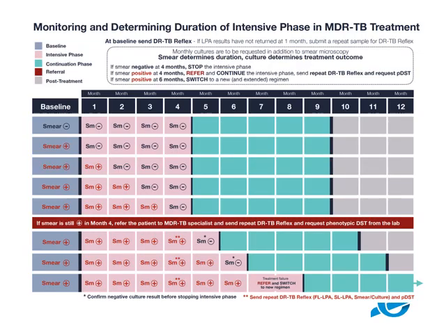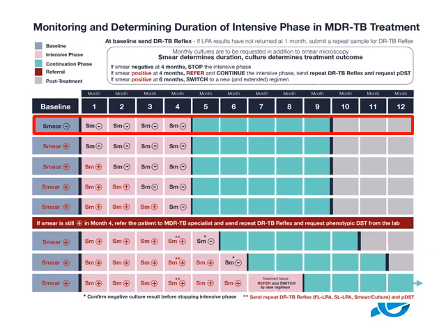Let's look at what that looks like on this lovely algorithm, also from Johns Hopkins. You can see at the top there's somebody who was smear negative at the beginning and smear negative throughout. We see that especially in our extrapulmonary TB patients. Smear negative at 4 months is all we need to know to be able to move on to continuation phase in month 5, and that patient will be completing in month 9.